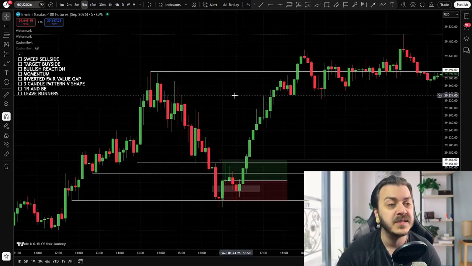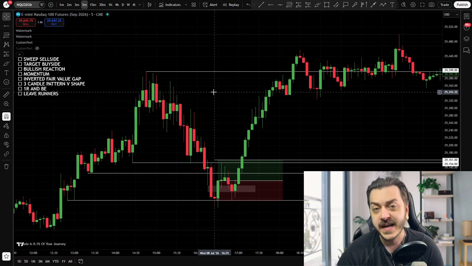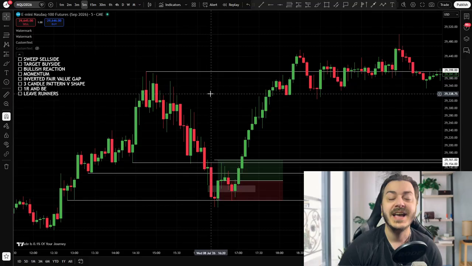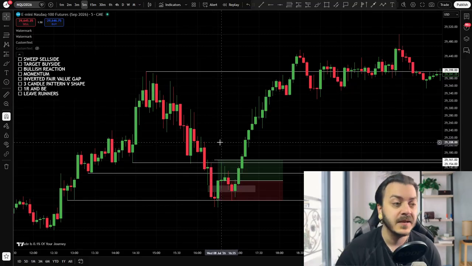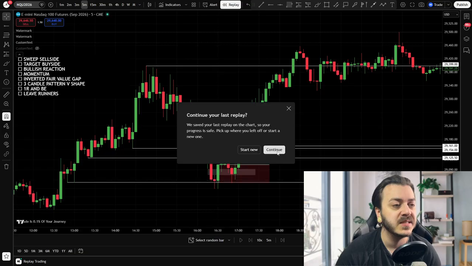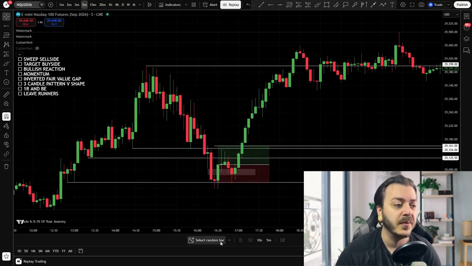I do this every single day, all the time. 3 candle pattern V shapes on the 5 minute are the best reversal that I've seen in the market, in my opinion, in my experience. So as you can see, this is how the trade played out. Let me just put this on rewind mode so you can see it in live time. So this is what happened.